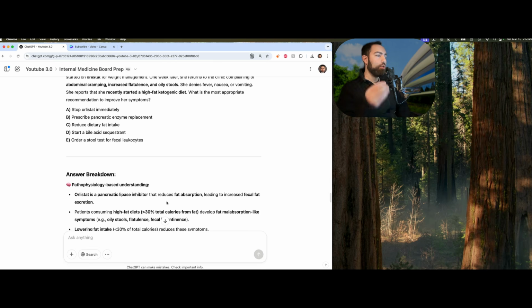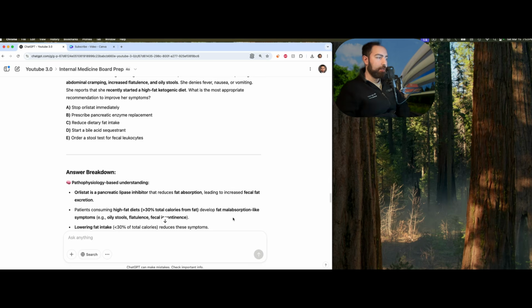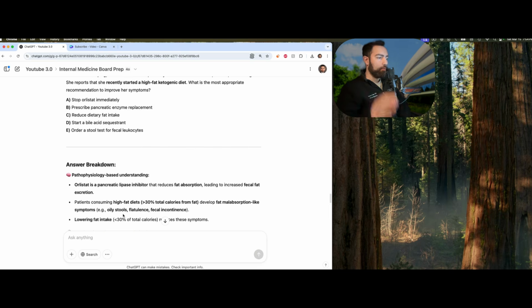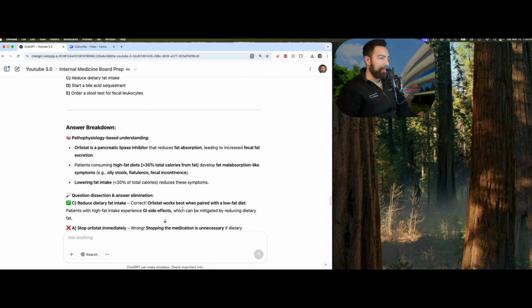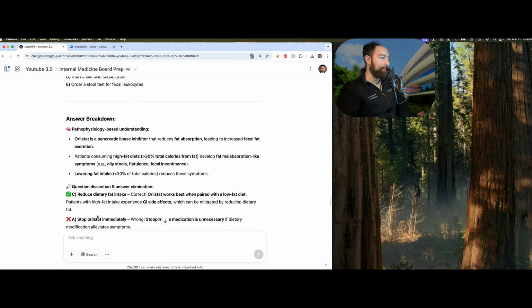Patients, especially those who consume high-fat diets, which means greater than 30% of total calories from fat, can develop fat malabsorption symptoms, such as the GI symptoms. And so the treatment in those cases, like in her case, if you reduce the dietary fat intake, you will be able to fix the symptoms. Now, the correct answer is given. Orlistat works best when paired with a low-fat diet. Patients with a high-fat intake experience GI side effects, which can be mitigated by reducing the dietary fat.